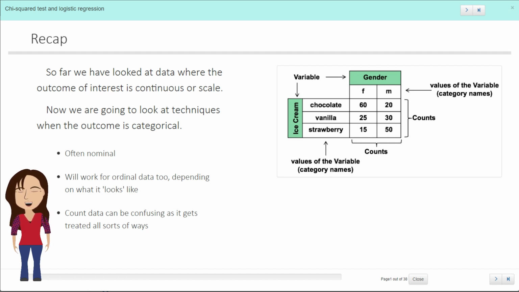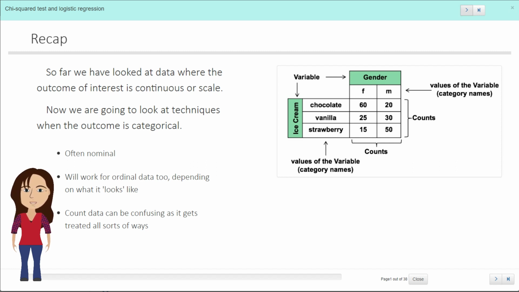So far we've looked at data where the outcome of interest is continuous or scale, and now we're going to look at techniques when the outcome is categorical. Often this will be nominal data, but these techniques will work for some ordinal data too, depending on what it looks like. So I thought we'd just take a quick look at some examples of count data, which we would call discrete, because it can get treated in all sorts of ways depending on what it looks like.